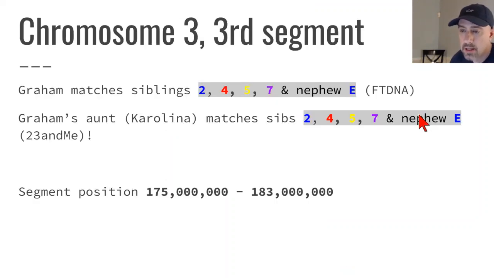So let's look at the DNA match results for these two people. Graham matches siblings 2, 4, 5, 7, and nephew E, according to Family Tree DNA, in this part of chromosome 3. So from approximately 175 million to 183 million, this is where Graham matches this specific subset of family members in my family. Then I look at Graham's aunt, Karolina, and I find that she matches the exact same subset of my family in the same location on chromosome 3. So again, as previously noted, when we see this identical pattern in the same location, we can reasonably hypothesize that these two people match each other.